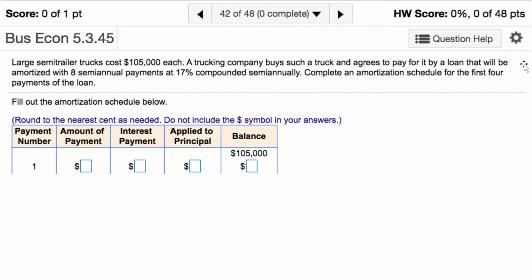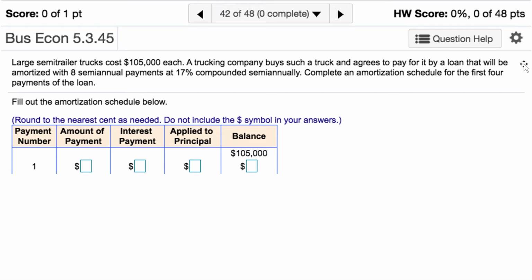All right, so large semi-trailer trucks cost $105,000 each. A trucking company buys such a truck and agrees to pay for it by a loan that will be amortized with 8 semi-annual payments at 17% compounded semi-annually. So we want to complete the amortization schedule for the first 4 payments of the loan. We'll do the first couple, but we won't do all 4 because once you get the pattern, it's pretty easy. But getting the pattern is the tricky part.